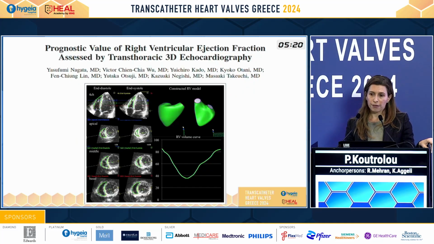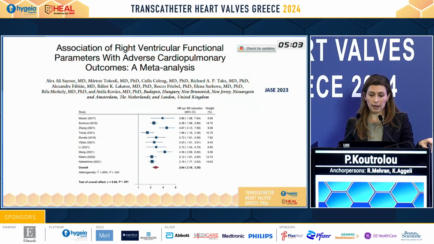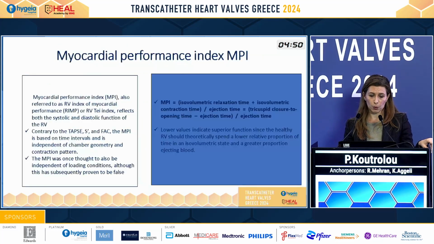And we have a graph that looks like that, like the green graph here. The prognostic value of the right ventricular ejection fraction via 3D was shown to have very, very good correlation again with the adverse outcomes of our patient. In a very recent meta-analysis in JASE, the 3D evaluation of the right ventricular systolic function was actually the best measurement that we can do in order to evaluate the systolic function of the right ventricle.